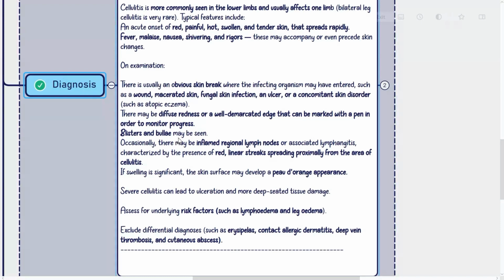Occasionally, there may be inflamed regional lymph nodes or associated lymphangitis, characterized by the presence of red, linear streaks spreading proximally from the area of cellulitis. If swelling is significant, the skin surface may develop a peau d'orange appearance. Severe cellulitis can lead to ulceration and more deep-seated tissue damage. Assess for underlying risk factors, such as lymphedema and leg oedema. Exclude differential diagnoses, such as erysipelas, contact allergic dermatitis, deep vein thrombosis, and cutaneous abscess.